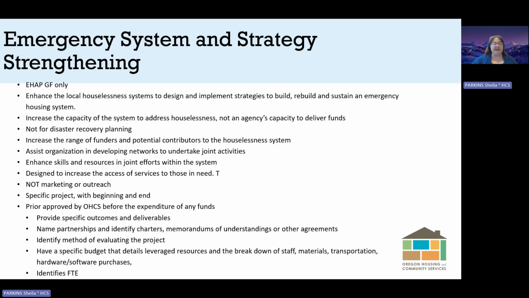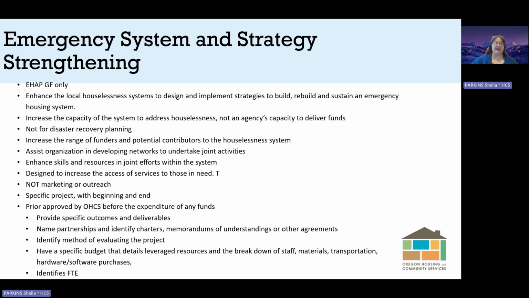Let's touch on the newly named category for the allowable use of EHAP general funds, called Emergency Systems and Strategy Strengthening. This was previously called community capacity building. However, the term community capacity building has been used in many other areas of OHCS and reflects many different concepts and ideas, and there is no longer a term that accurately describes the allowable use of EHAP general funds. So while this allowable use didn't change significantly from the last biennium, I want to point out some very specifics.